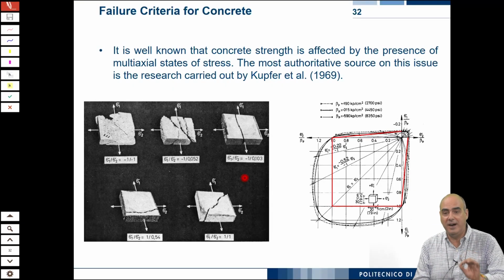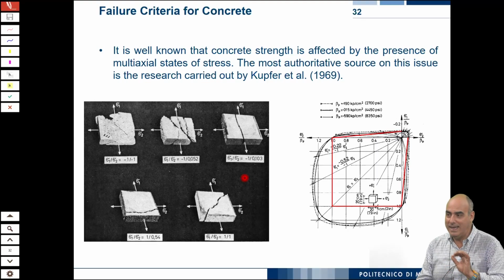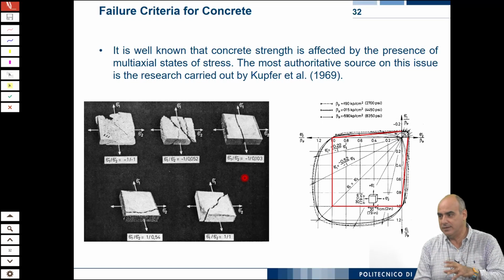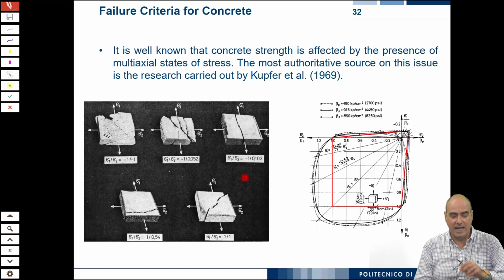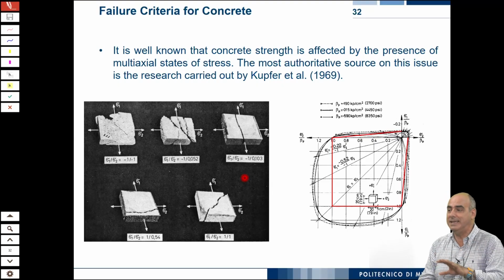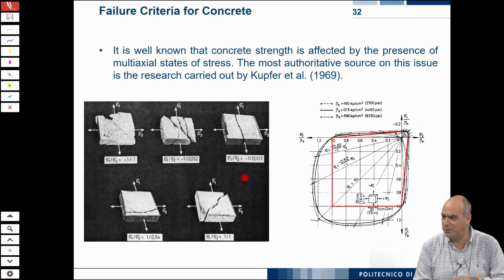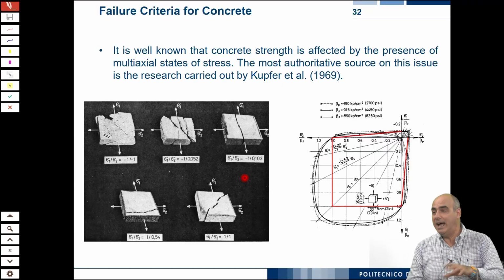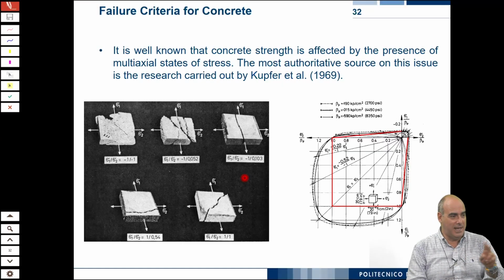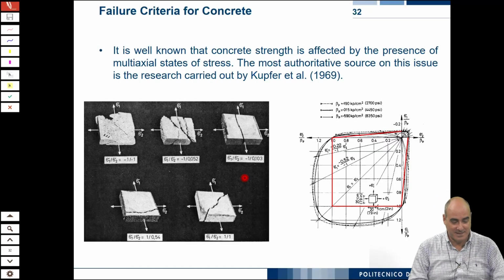But the very first work on the biaxial and triaxial stress response of concrete was done by Kupfer, Hilsdorf, and Rüsch, 1969. I think it's ACI Journal also, this one. They only had one ACI journal. Now they have two, structural and materials.